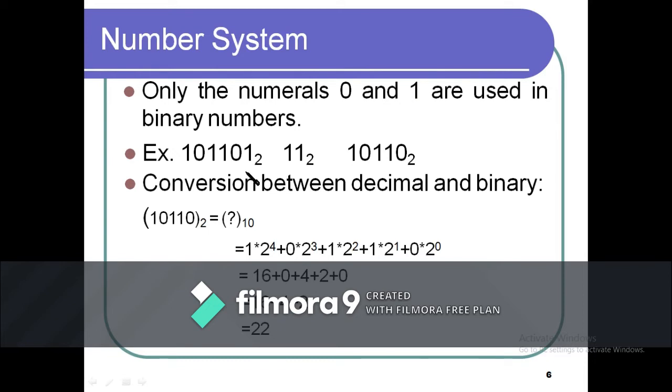Now let's do the conversion between decimal and binary. Here is the given binary number, 10110, and we have to convert it to decimal. What is the process? You go from right to left. There are five digits. Starting from the right, 0 times 2 raised to 0, then 2 raised to 1, 2 raised to 2, 2 raised to 3, and so on. You take the multiplications and add the values, and you get 22. It is the decimal value. A very simple conversion.